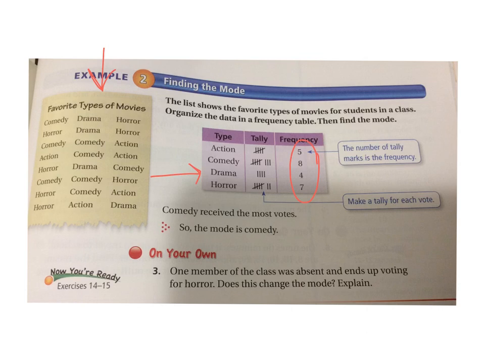Look at example number 3. It says one member of the class was absent and ends up voting for horror. Does this change the mode? And explain.